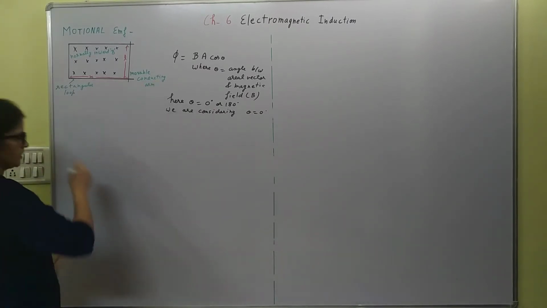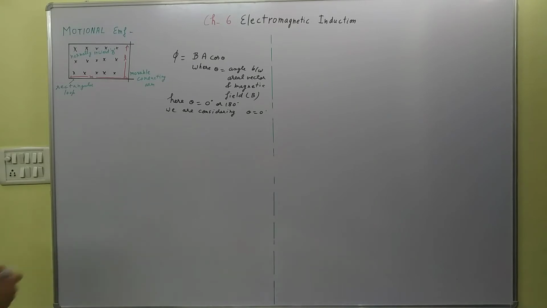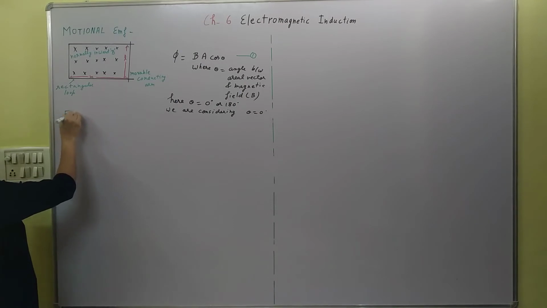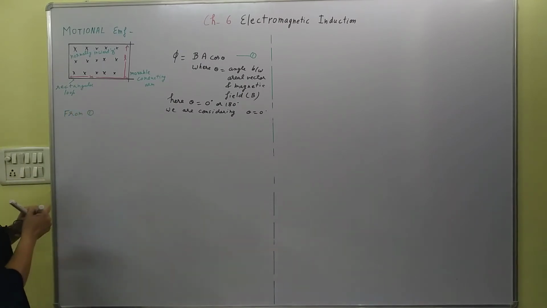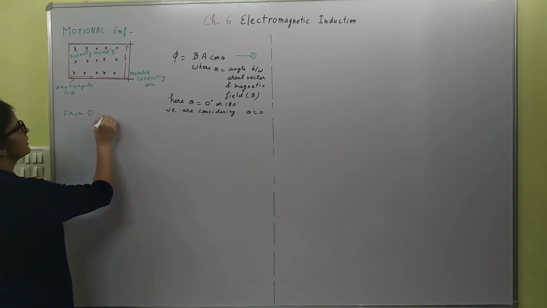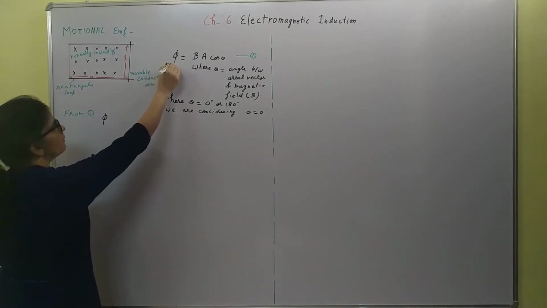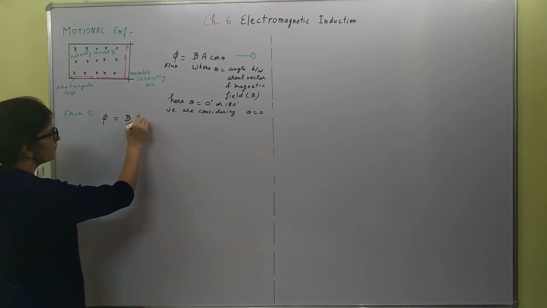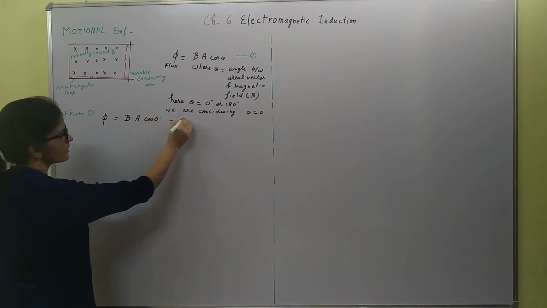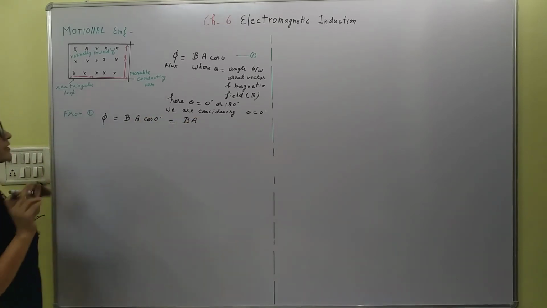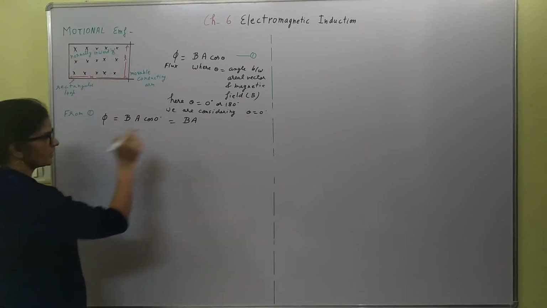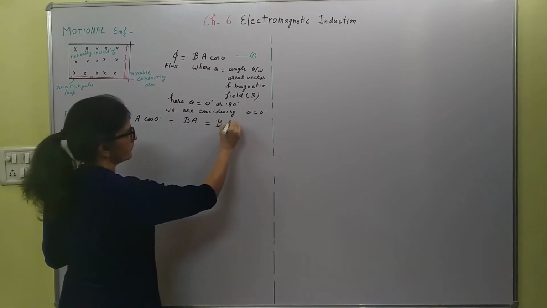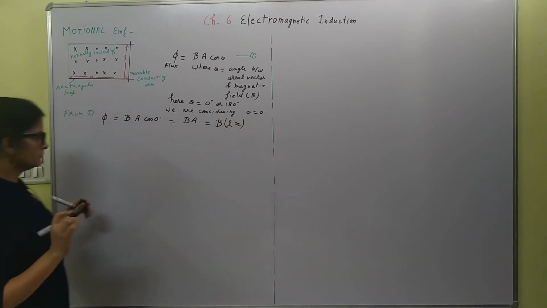So how to calculate this? If we are marking this as equation 1, from 1 what will be flux? Flux will be B into A into cos of 0 degree, that makes it B into A. And what is this area? This is the area. So area can be written as length into breadth, that is L into x, right?